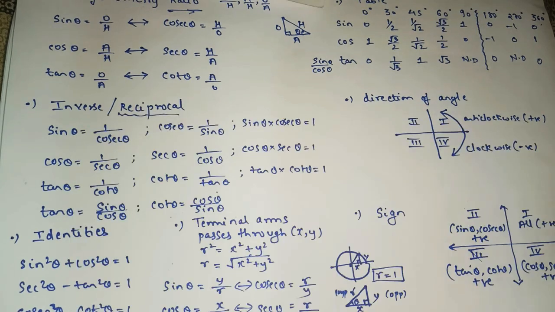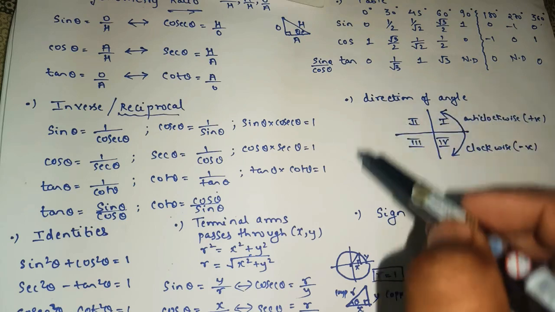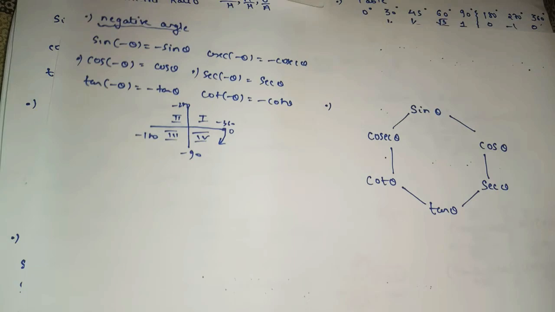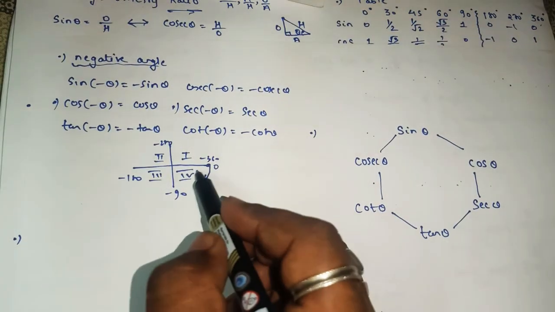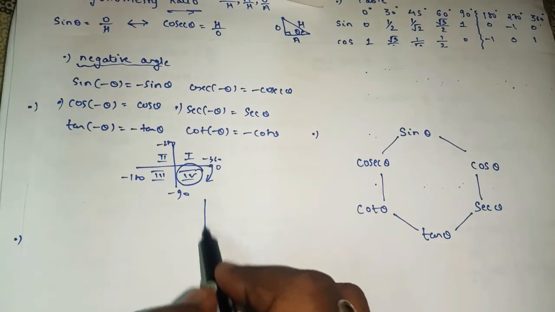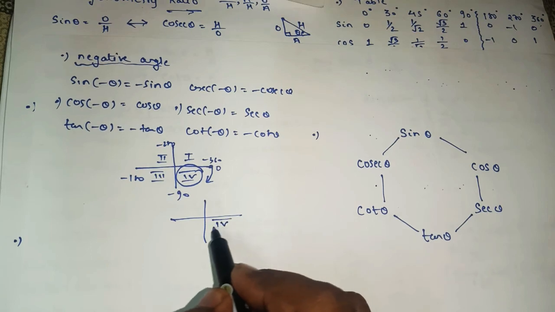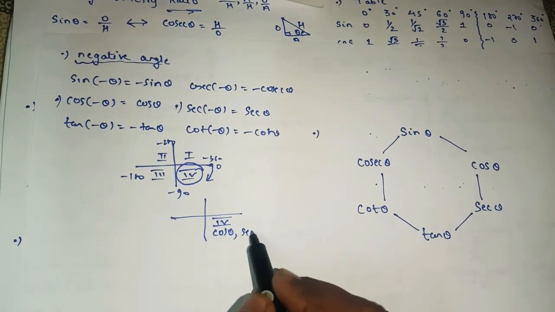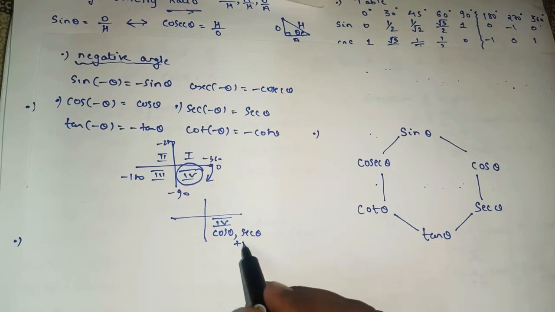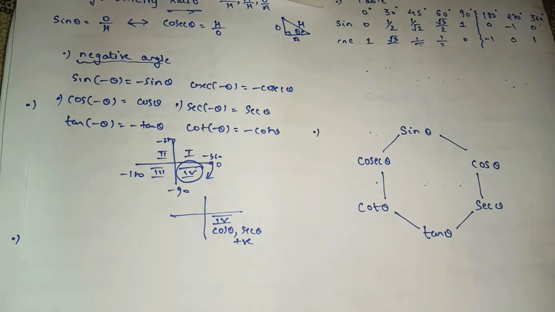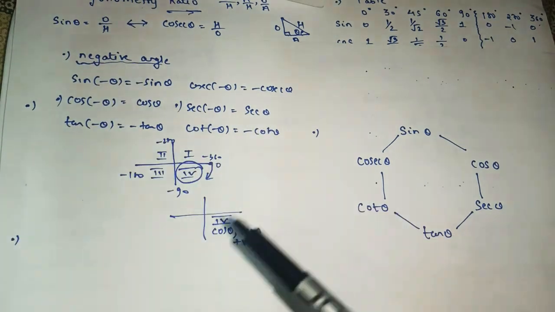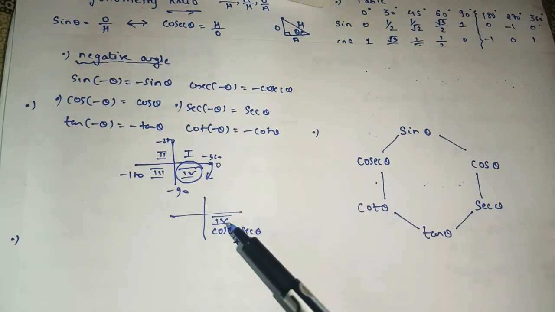Just now I explained that whether the angle moves in the anti-clockwise or clockwise direction, the quadrant is fixed. It will not change. Here the negative angles start from this quadrant, which is the fourth quadrant. In the fourth quadrant, cos and sec theta are positive and the rest are negative. That's why the negative angles start from this quadrant.